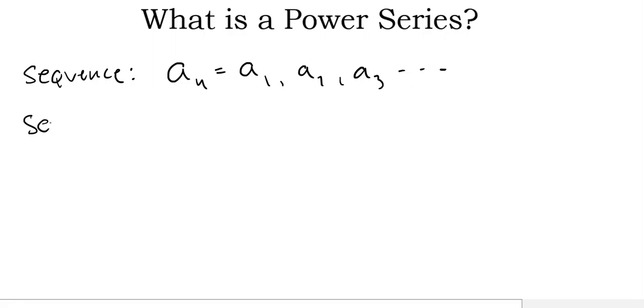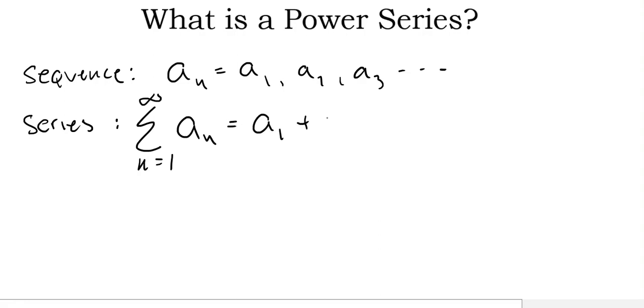Then we know what a series is. And a series is when we sum up from n equals 1 to some number, usually infinity, all the terms of a sequence. So that would be a sub 1 plus a sub 2 plus a sub 3, dot, dot, dot. So this would be an infinite series. A series can be finite or infinite.